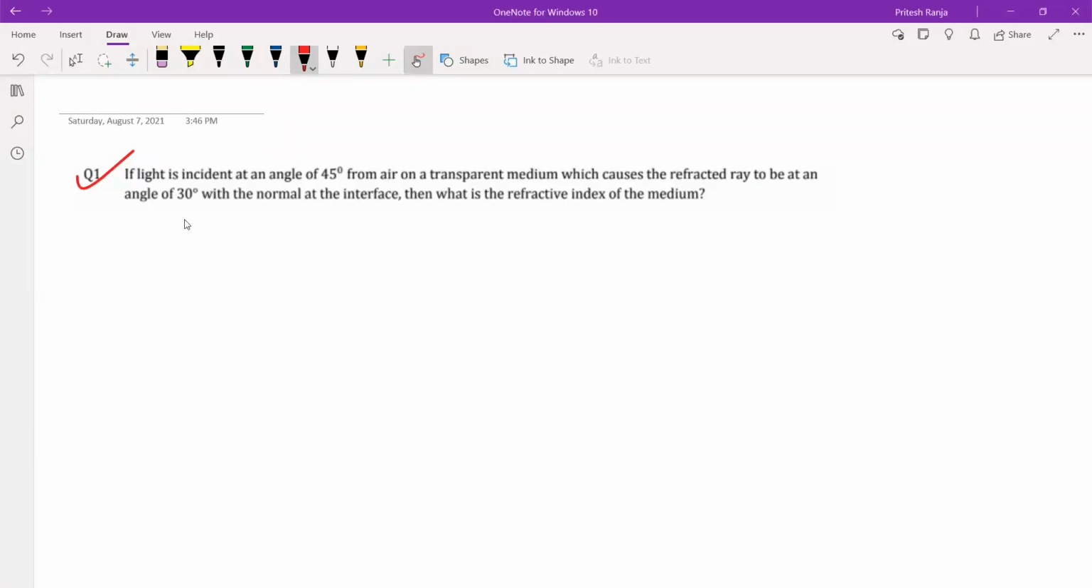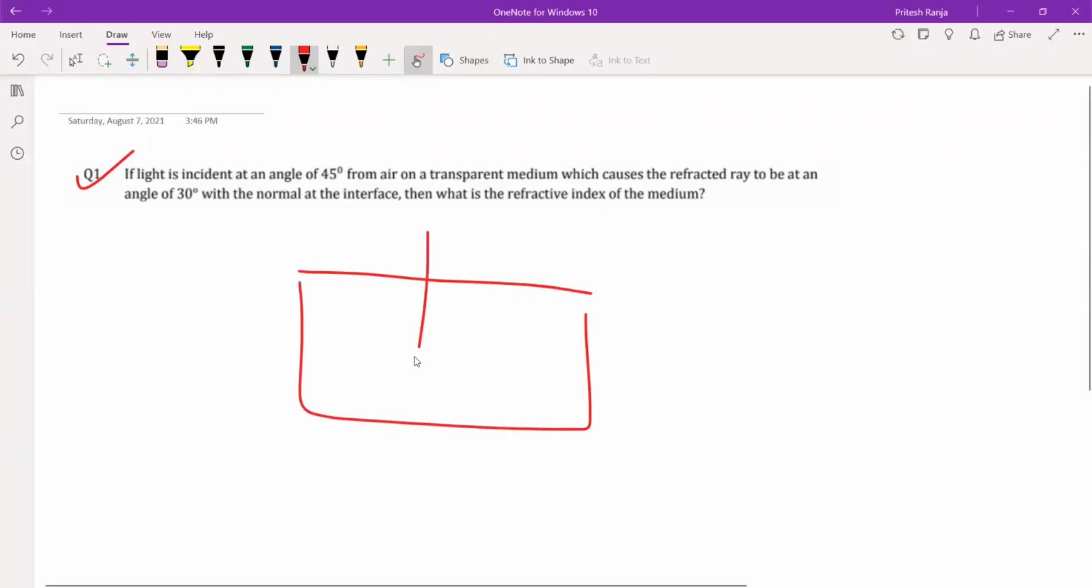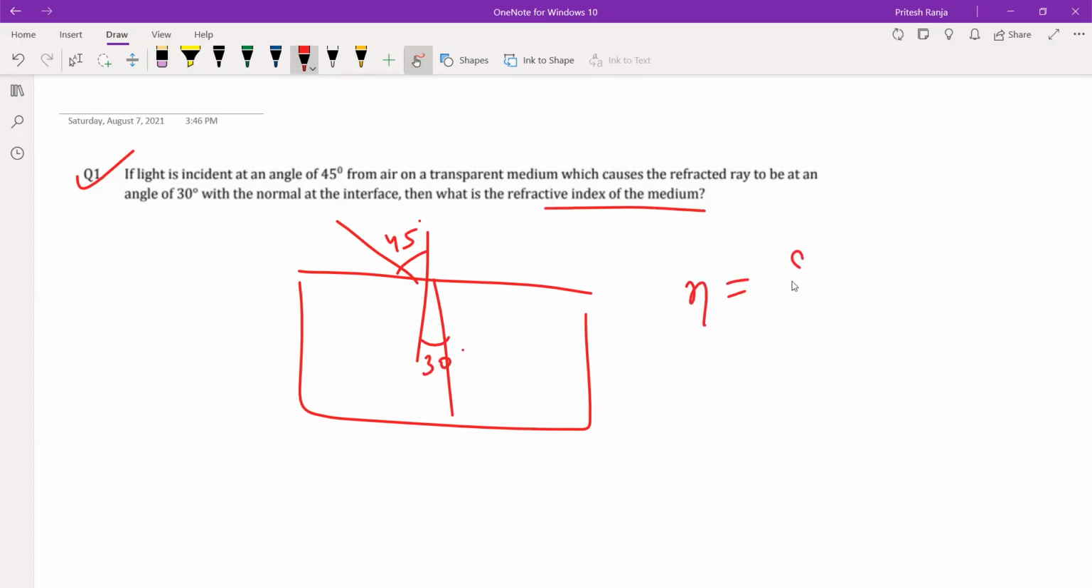So here light is incident at an angle 45 degree from the air on a transparent medium, which causes the refracted ray to be at an angle 30 degree with the normal. What will be the refractive index? Very simple, it will be sin I by sin R. So sin I is 1 by root 2, sin R is 1 by 2 because sin 30 is 1 by 2. So we will get the result as root 2. The refractive index will be root 2 here.